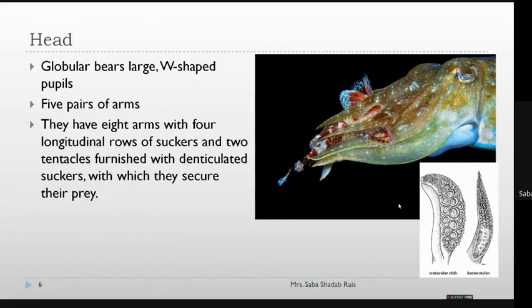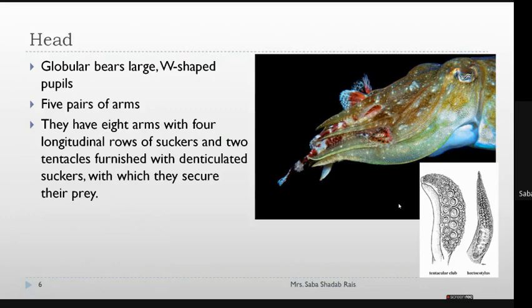Now when we talk about the arm, this arm bears four longitudinal rows of suckers, and each sucker consists of a short thick stalk supporting a shallow muscular cup. When we talk about this cup, it has a membranous lid, immediately within which a narrow horny rim is present.